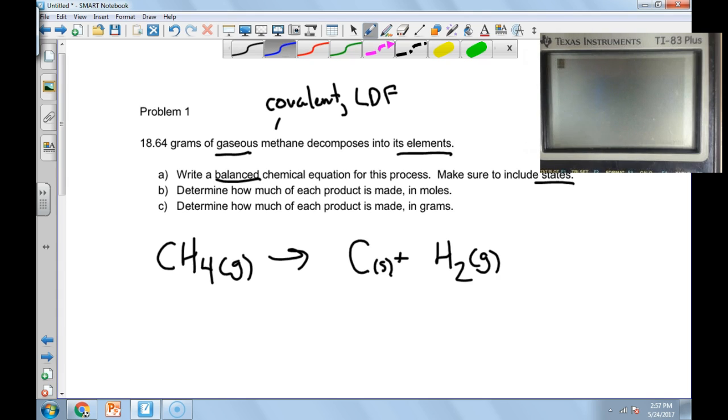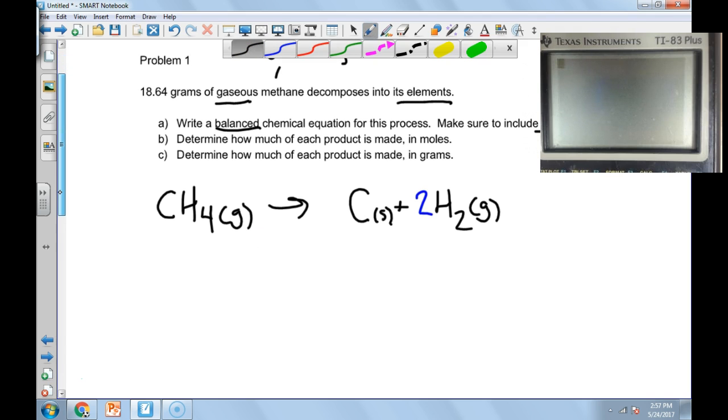I'm going to balance this guy in blue. Okay, and so we're going to say how many carbons? 1 and 1. That's great. How many hydrogens? 4. How many hydrogens? 2. So what times 2 gives us 4? So I'm going to put a coefficient of 2 there. So that's A, done.